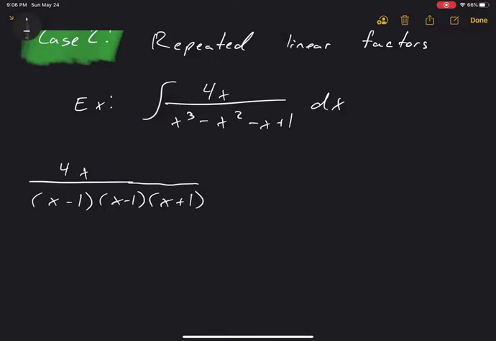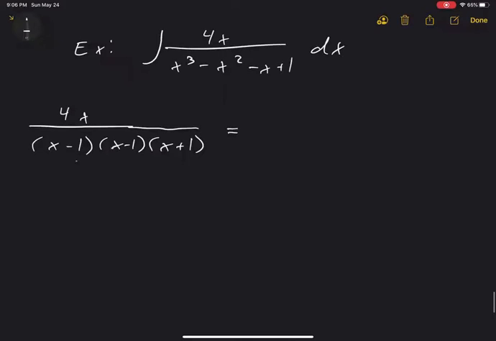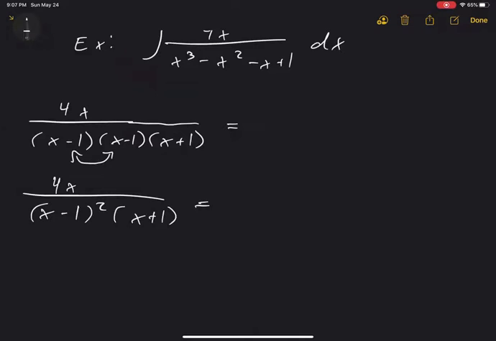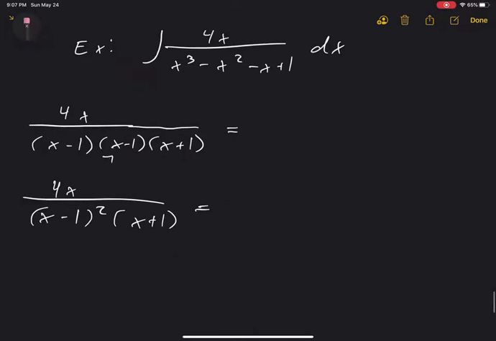Now, what do I do? All right. So now I have repeated linear factors, right? So I could have also written this as x minus 1 squared times x plus 1. So these are the same thing, right? So I have this repeated term, x minus 1, that might express itself by having the same thing written twice or by having a power there. It means the same exact thing. So what am I going to do?